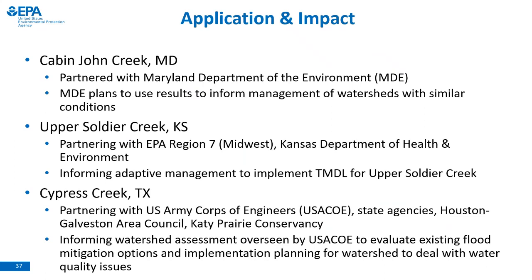For the Upper Soldier Creek in Kansas, we partnered with EPA Region 7 and KDHE, and the results can be used to inform adaptive management for TMDL implementation for Upper Soldier Creek. In the case of Cypress Creek in Texas, we're partnering with the Army Corps of Engineers, as well as state agencies, the Houston-Galveston Area Council, and a local NGO, the Katy Prairie Conservancy. U.S. Army Corps of Engineers is currently conducting a watershed assessment to evaluate existing flood mitigation options. There's another group in the watershed developing an implementation plan to deal with water quality issues, and the results will inform both of those efforts.